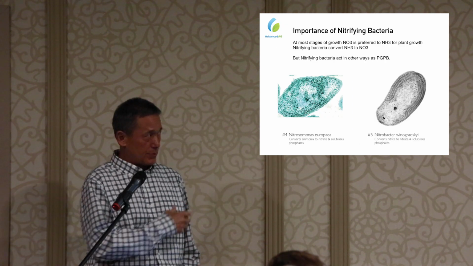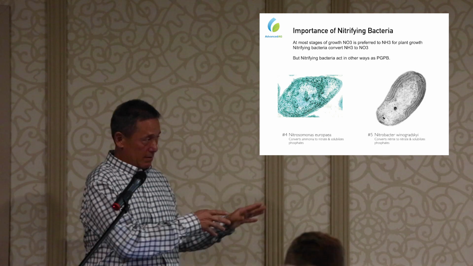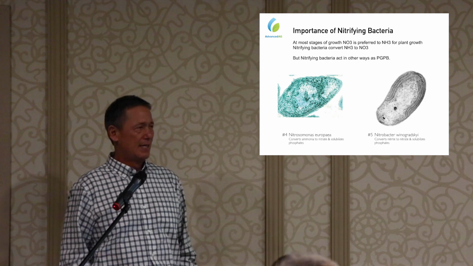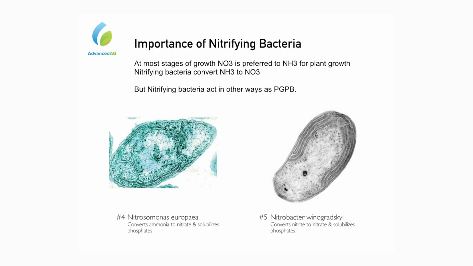We also listed, we talked about the Rhodopseudomonas there, and then we talked about the Bacillus, the nitrifying bacteria. I think everybody knows it turns ammonia into nitrite, into nitrate. One of the things that we found is that there's also some plant growth promoting properties with the nitrifiers, and it helps with the phosphorus solubilization as well. And we'll talk about that a little bit more in a minute.